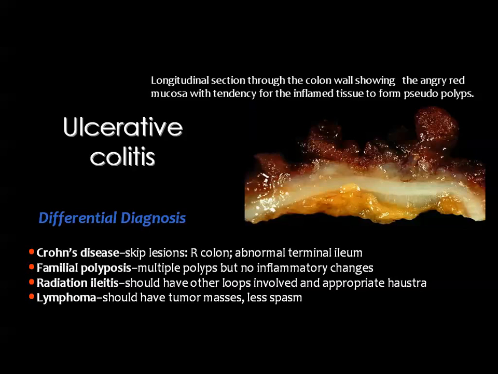Ulcerative colitis has to be differentiated from Crohn's disease, which usually affects the terminal ileum and may extend into the right side of the colon, and the skip lesions are one of the criteria. In familial polyposis, there are true polyps throughout the colon with no inflammatory changes. In radiation ileitis, there should be a history of radiation, and the affected bowel still shows the haustra. Lymphoma is a diffuse disease affecting the wall of the colon. There is less spasm of the colon, and there are tumor masses that can be identified by CT.